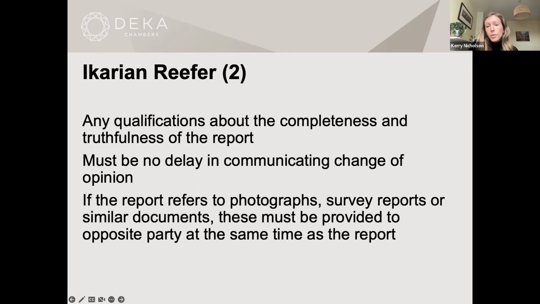If they have any qualification about the completeness, truthfulness, accuracy of their report, they need to make that really, really clear as well. And if something comes to light that changes their opinion, again, they really can't delay in communicating that to everybody involved. And finally, if the report refers to photographs, surveys, other documents, those documents need to be provided to the other party at the same time that they're served with the report.